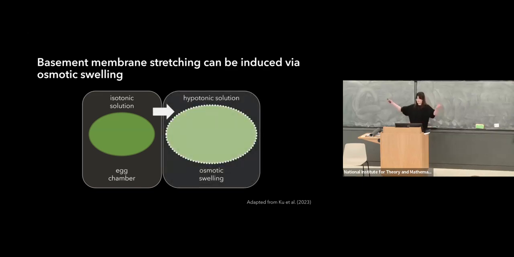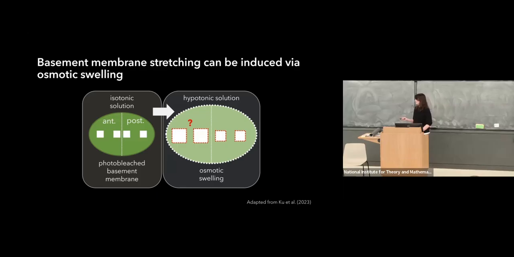This is going to cause water to come into the tissue and everything is going to swell. And I can combine this with photobleaching fiducial marks into the fluorescent basement membrane, which should also increase in size as the tissue expands. And so again, I'm showing you here what I thought I would see with this assay based on what I just showed you with the stripes. We think that the anterior region is stretchier, and so those marks will be bigger in the anterior.